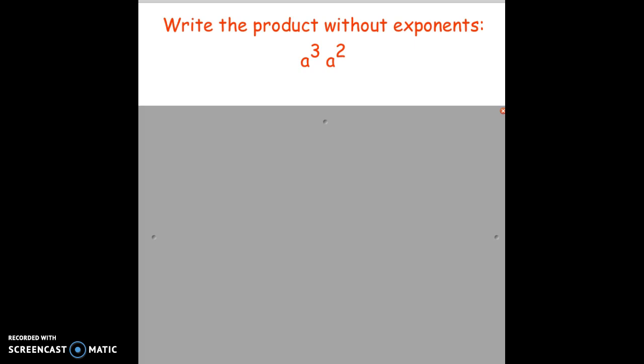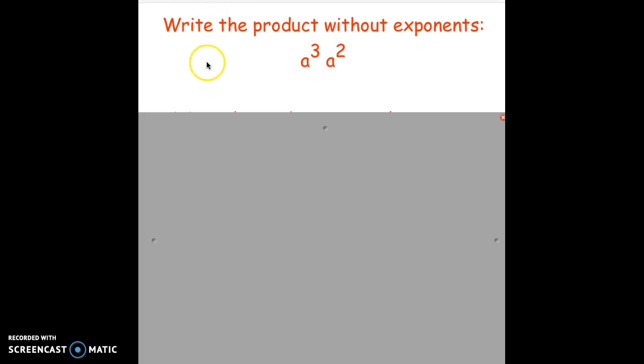So we're going to start out with a little problem here. We need to write the product without any exponents. Well, a cubed, that's really just a times a times a. A squared is a times a.